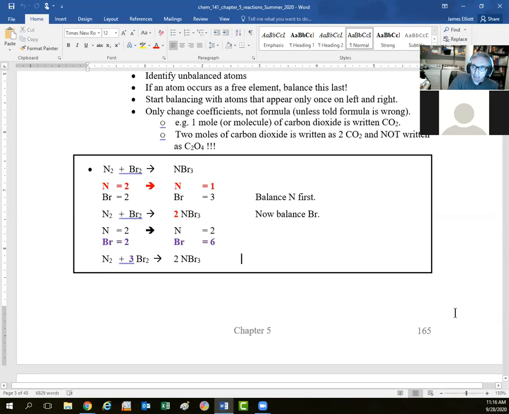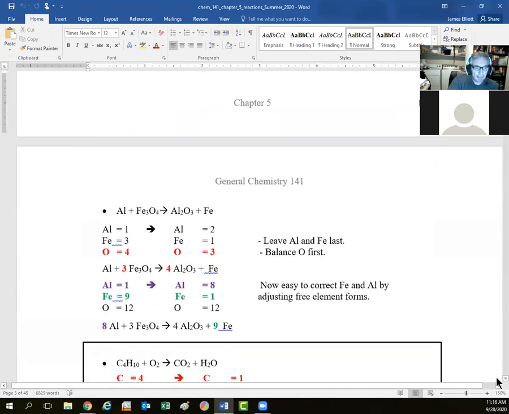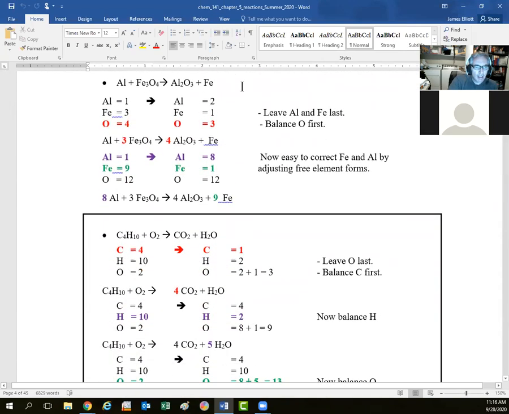Any questions about that one? We're doing okay? So 1 element at a time. And keep balancing until everything is balanced. And if you see an element which is part of its own unique chemical formula, that's usually a good thing to leave till last.